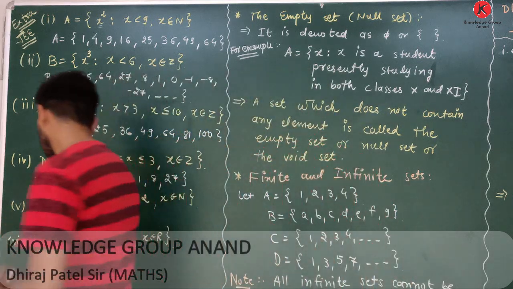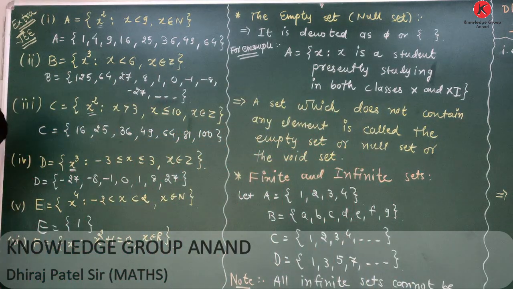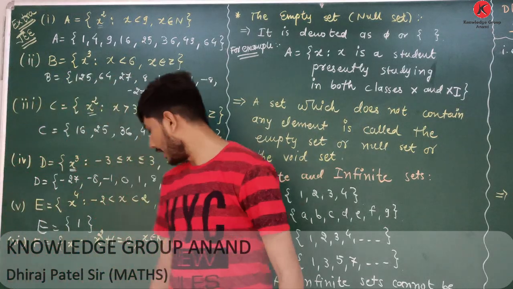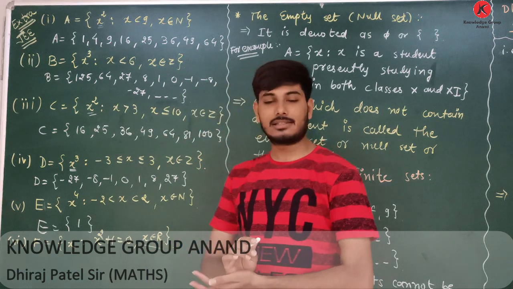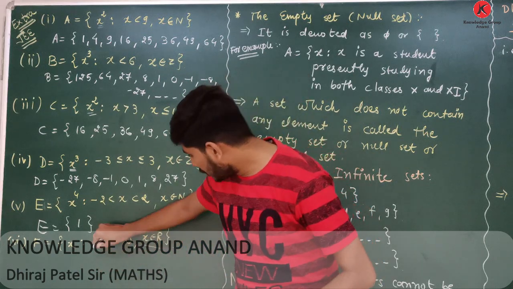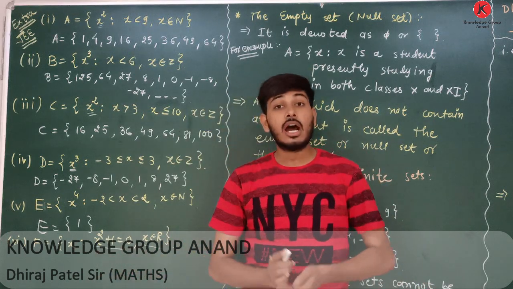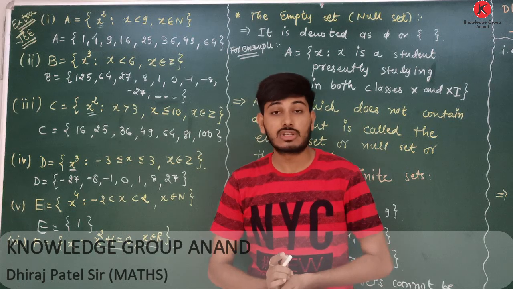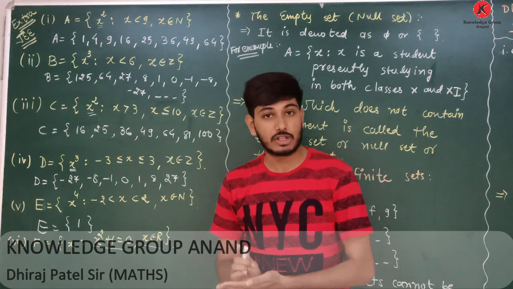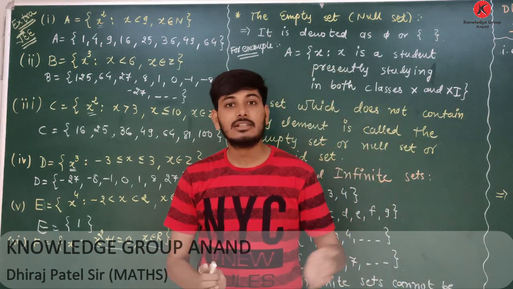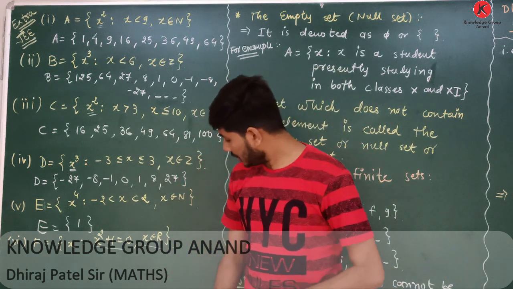Now, next one, 6th question. F equals x such that x square plus 1 equals 0 and x belongs to R. You know that x belongs to R, that means x is a real number. This is a quadratic equation, x square plus 1 equals 0. How to solve these quadratic equations? There are three methods. First one is perfect square method, second one is splitting the middle term method, and third one is general formula method.